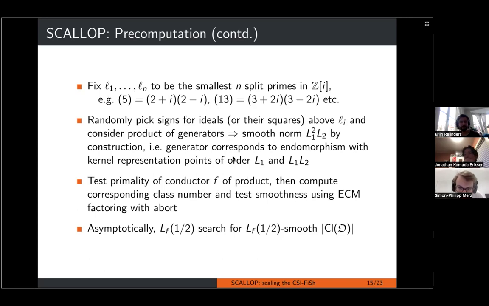There was a question. Yeah, the second L in SCALLOP is a typo.